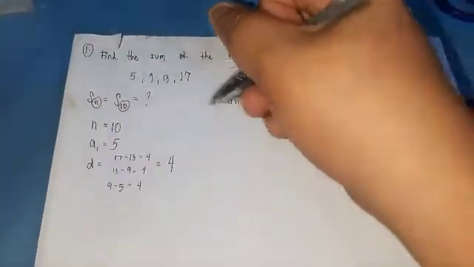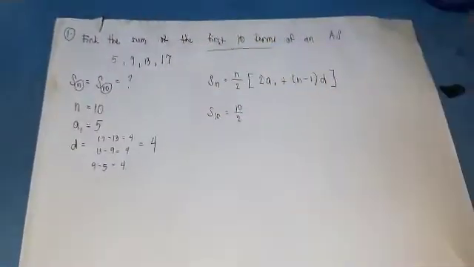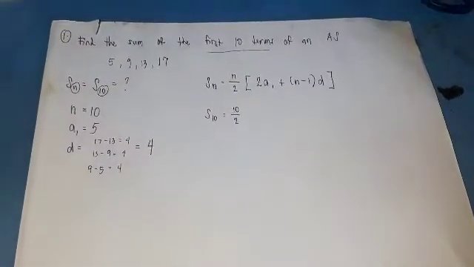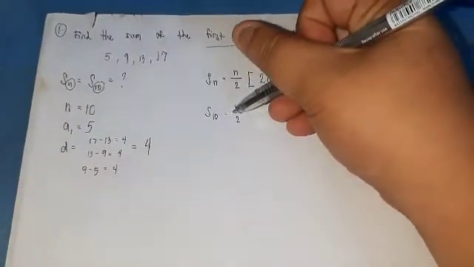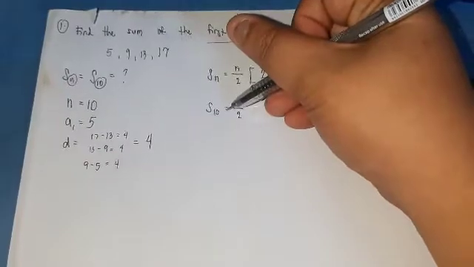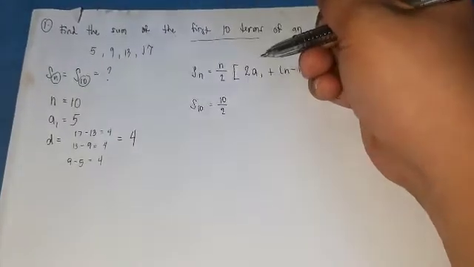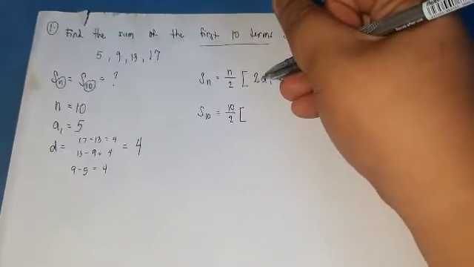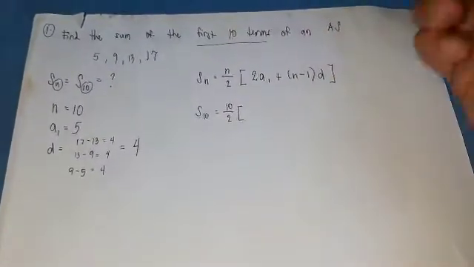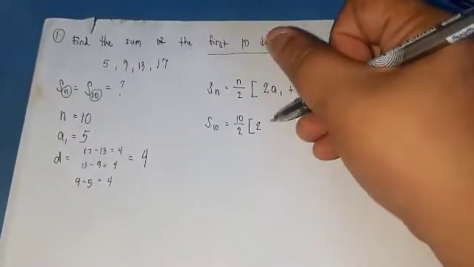So your S sub 10 is equal to your N again, which is 10 over 2. Class, in writing a number with a fraction, the proper writing is that the fraction bar should be right at the middle of the equal sign. Since you are already in grade 10, you should know the proper writing. Okay? So take note of that. Then let's proceed. Your 2 stays, because it is already in our formula, so it won't be forgotten. You just copy your 2. Then your A sub 1, you're going to have 5.